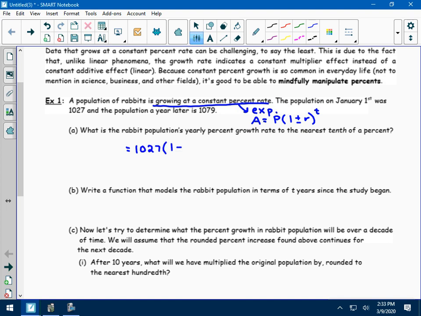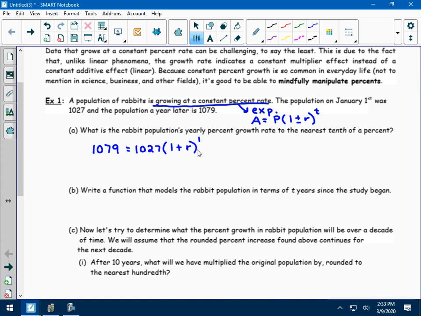I'm growing, so it's going to be 1 plus R. Don't know what that is yet. And I also know a year later it's 1079. So 1079 is going to go on the left-hand side. What do you think would go in for T? Well, if that's a year later, T is usually years, we'll put a 1 up there.